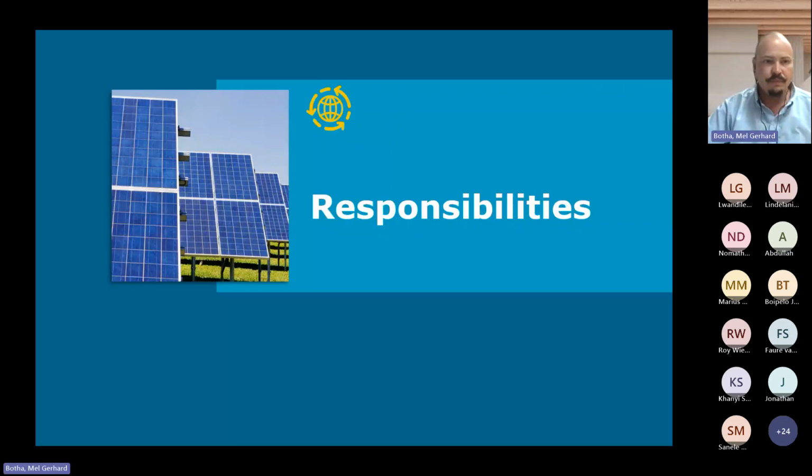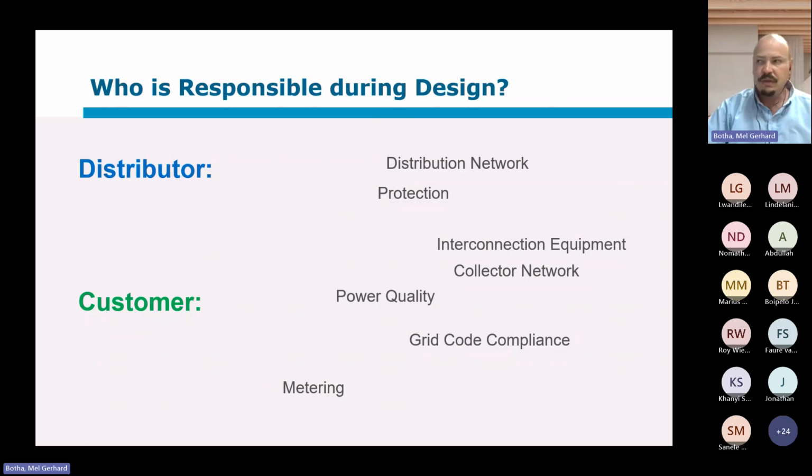All right, so there we do have responsibilities. And you will see that I've highlighted some of the key aspects. There's a distribution network, protection, interconnection equipment, collector network, power quality, grid code compliance, and metering. And in the activity just now, we will look at who do you think is responsible during the design?